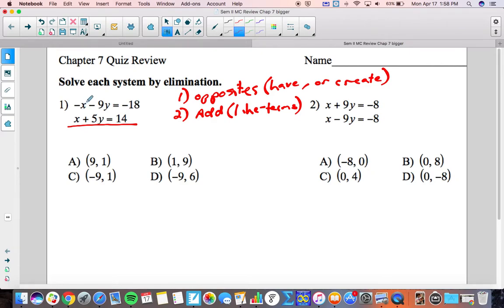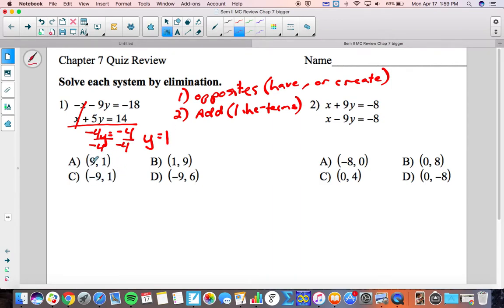Now that I have opposites, negative x plus x is 0, or nothing. And then negative 9y plus 5y is negative 4y. And we also add the constants over here. We get negative 4. So that means that y equals 1. Oops, see how it's a negative 4? We need to divide by a negative 4 to undo the negatives. So positive y equals positive 1.